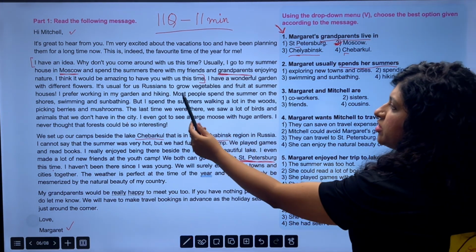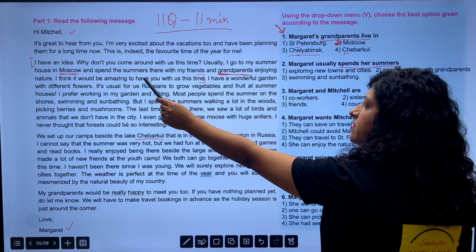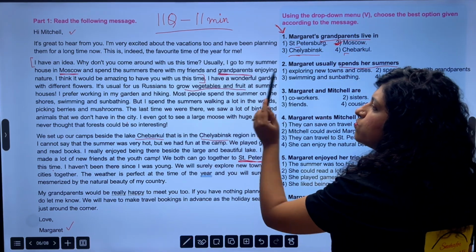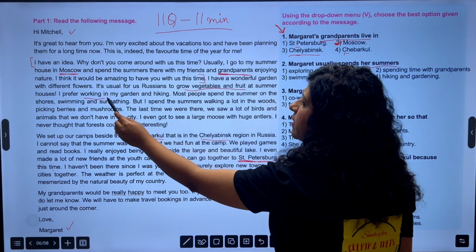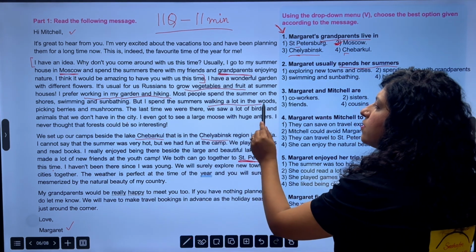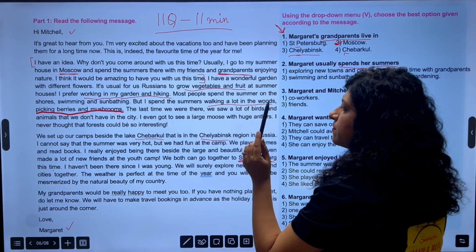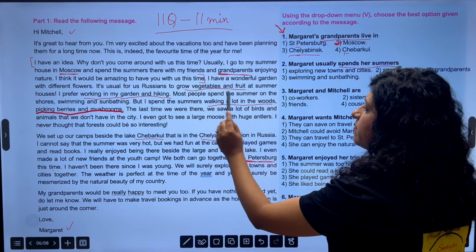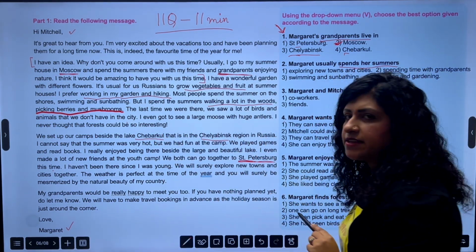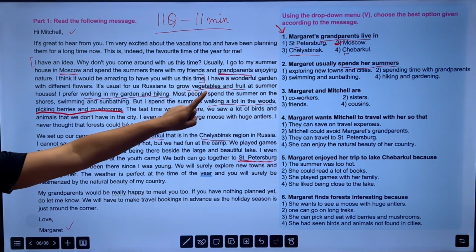Yes, because she's saying that I go to my summer house in summers. There, what does she do? Grow vegetables, fruit, working in my garden, hiking, walking a lot in the woods, picking berries and mushrooms. Then she's saying about this woods only, that the last time she went there, she saw a lot of birds and animals that are not there in the city. So yes, this text is talking about question number 2 for sure.